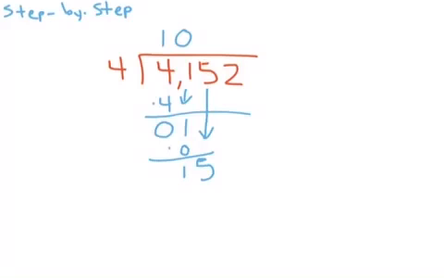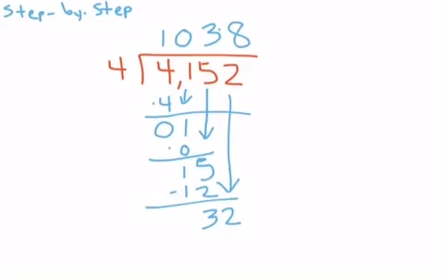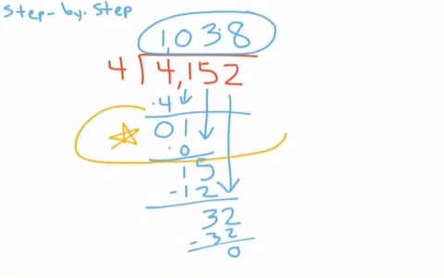So 15 divided by 4, how many times can 4 go into 15 without going over? Well, you can go 3 times. 3 times 4 is 12. Subtract, you get 3, and drop down your 2. And once again, 32 divided by 4, how many times can 4 go into 32 without going over? And you get 8. And 8 times 4 is right on 32. Subtract, and we get nothing left. So answer is 1038. This right here is where you have to really be careful and make sure that they understand what's going on with that step. That's where they can get a little bit confusing.